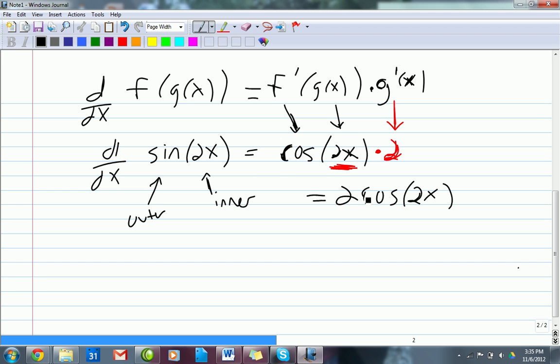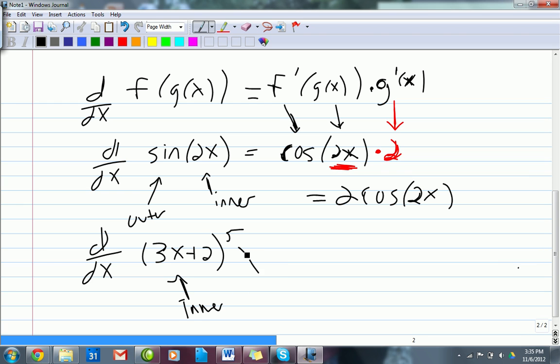Let's look at another example. What if I asked you to differentiate the quantity 3x plus 2 to the 5th power? Now again, note we have an inner and an outer function. We have a composition of two functions. So the inner function is this guy right here, 3x plus 2. There's my inner. The outer is to the 5th.